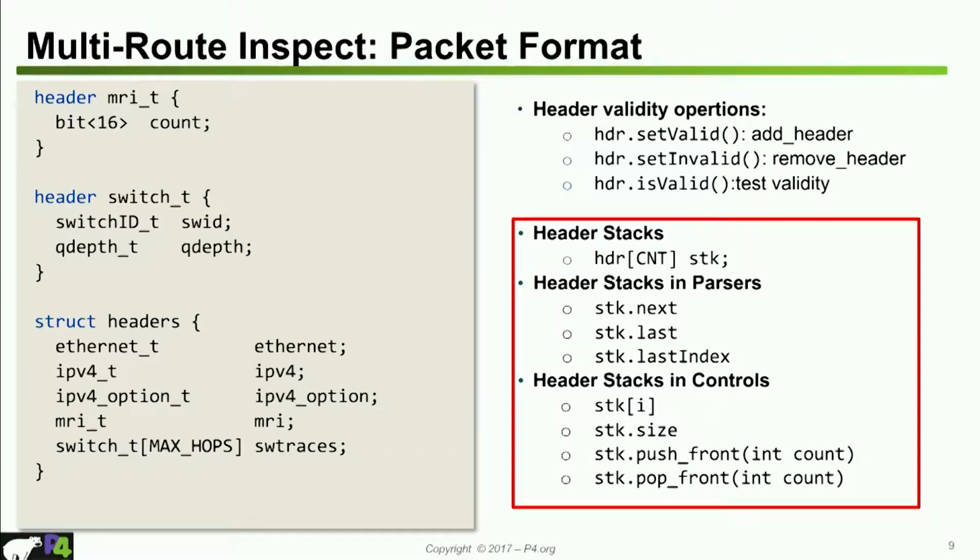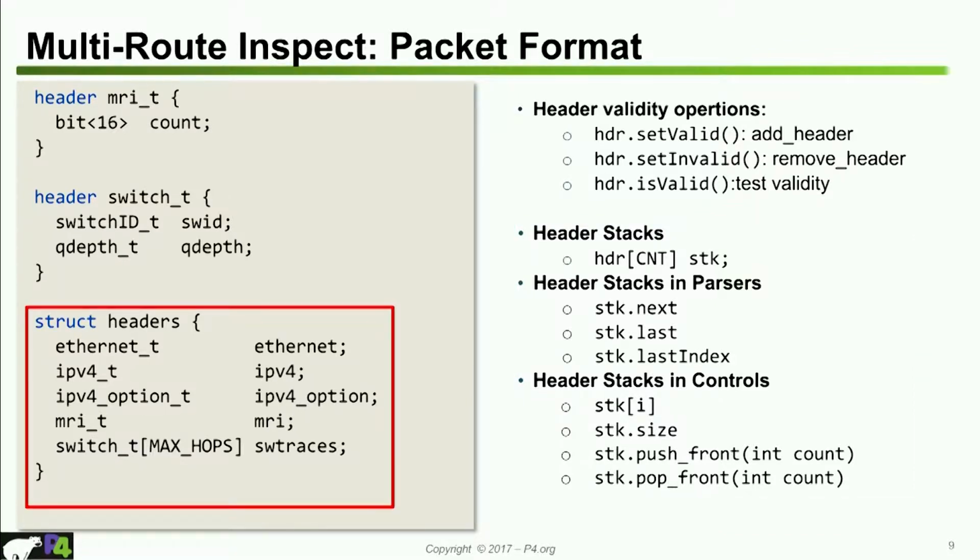So to put this all together, all the headers that we might have in a packet are the Ethernet header, and then the IPv4 first 20 bytes, so without the options, and then the IPv4 option header. Then if the MRI option is actually available, there's going to be an MRIT header, and then there's going to be a stack of switch T headers.